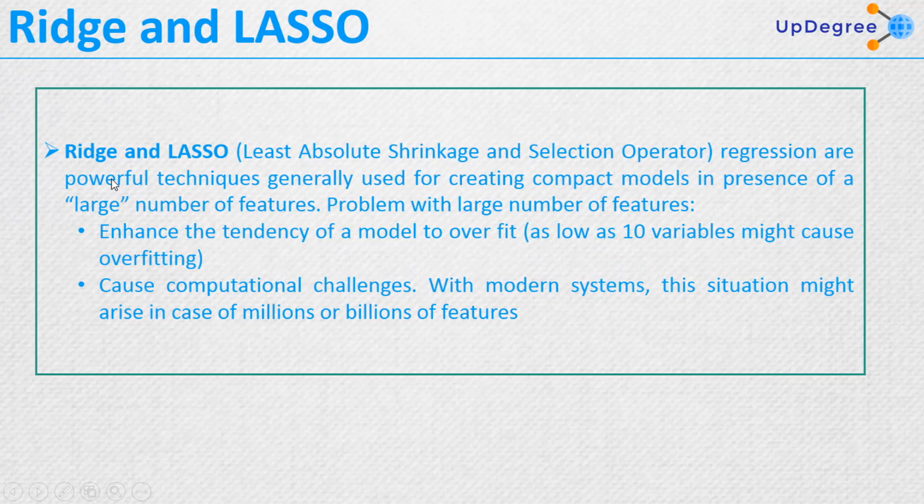So now let us go for Ridge and Lasso for more discussion. Lasso has the full form least absolute shrinkage and selection operator. Ridge and Lasso regression are powerful techniques generally used for creating compact models in the presence of a large number of features. What are the problems with a large number of features? They enhance the tendency of a model to overfit. As few as 100 variables might cause overfitting, and they cause computational challenges. This situation might arise in the case of millions or billions of features.